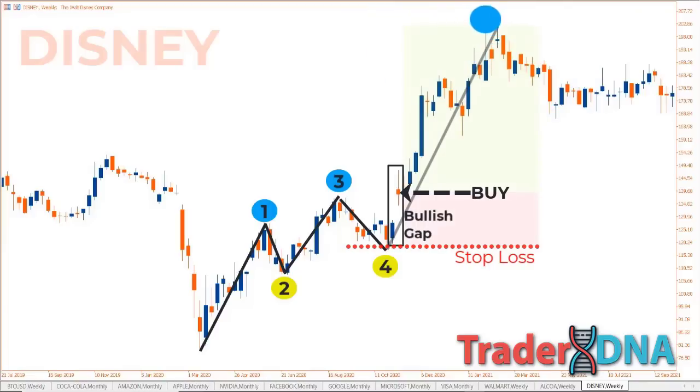So, there are many different strategies on how to trade Elliott wave, and ultimately it all comes down to your experience and how good you are at identifying Elliott wave entry points.